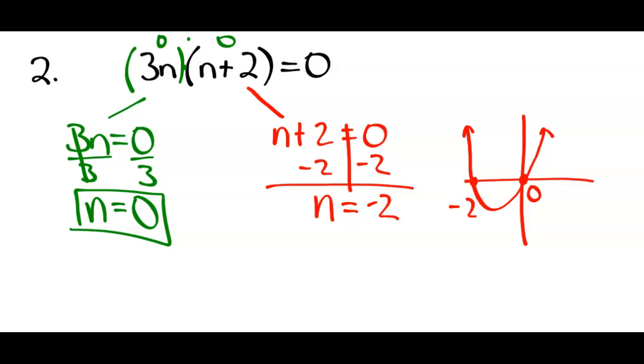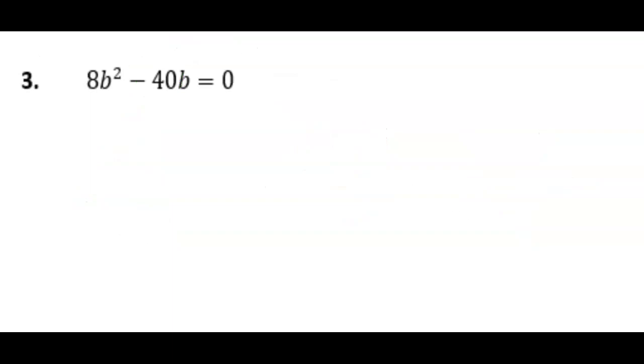We're going to look at number 3. And then 4 and 5, we're going to do in class, I think. So let's look at number 3. Is this one factored already? It's not. Is it a parabola? It is a parabola. How do I know that? My squared term. So since it's a parabola, I know that I have two solutions.